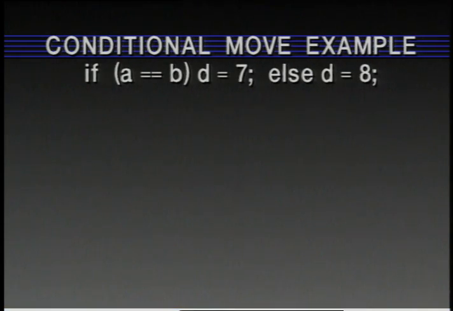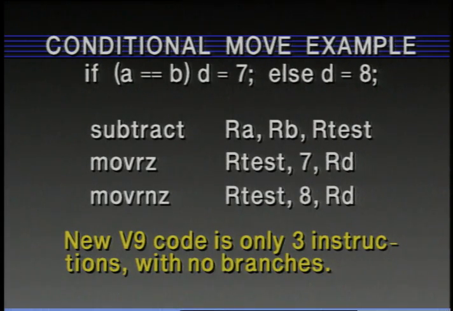For the new version 9 code, we can take this same C fragment and compile it into only 3 instructions. What we would do would be to subtract A from B to see if the values were equal, and we'd put that condition into a register that I've simply labeled here R test. Then we can use an instruction called move register is 0, where if the test value is true, we'll move 7 into the value RD. And another instruction, move register not 0, using again our test register here to move the value 8 into RD. The new code for version 9 here will only be 3 instructions and will have no branches.